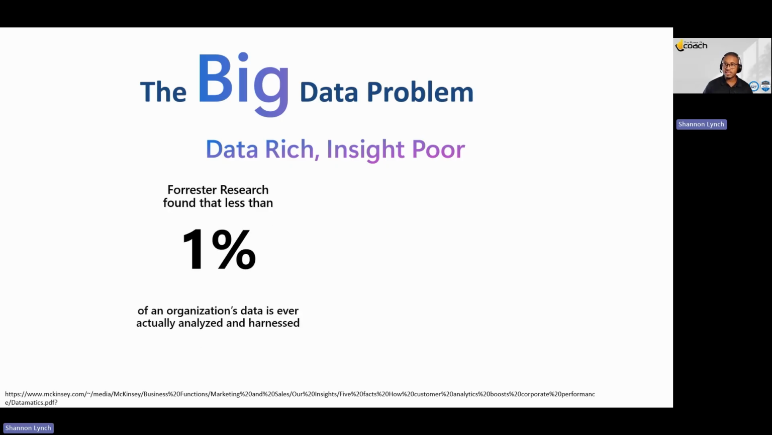Now, just some quick stats here, all right? Forrester research shows that less than 1% of an organization's data is ever actually analyzed or harnessed, right? So think about what that translates to in terms of missed opportunities, lost sales, just even operational efficiency, right? Less than 1% of organizations surveyed across multiple domains and industries and disciplines.